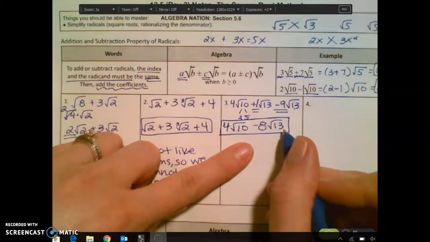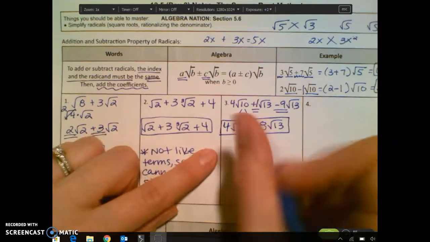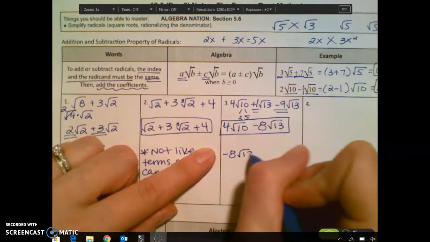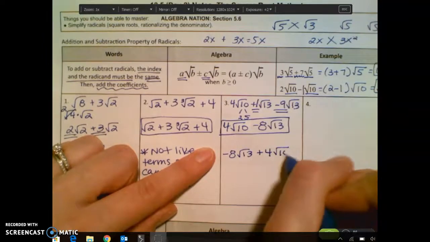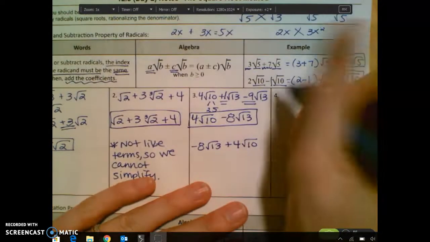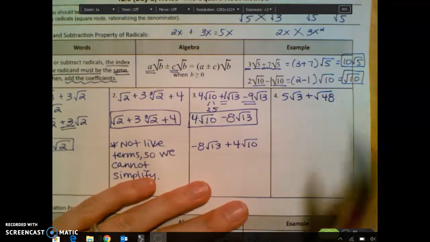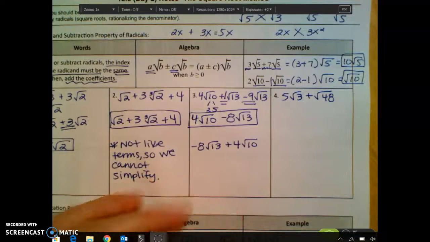Root 10 and root 13 are not like terms, so they could not be combined. Of course, another way you could write your answer is like this. The order of these does not matter. All right, one more. 5 root 3 plus root 48. I want you to try it and then check your answer with me.